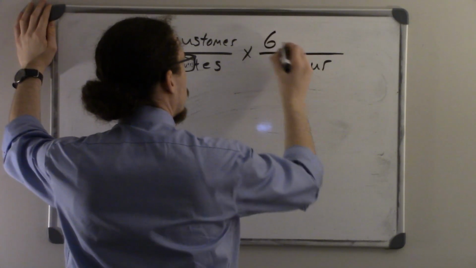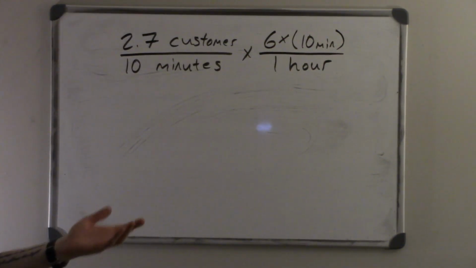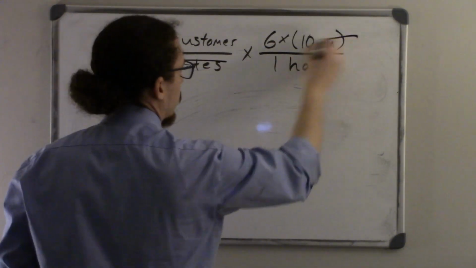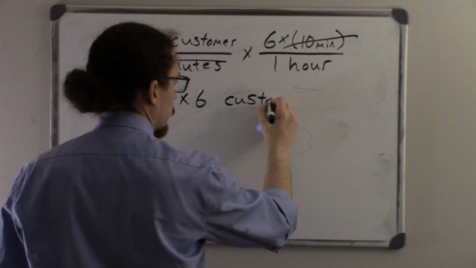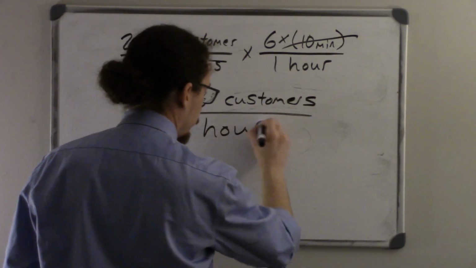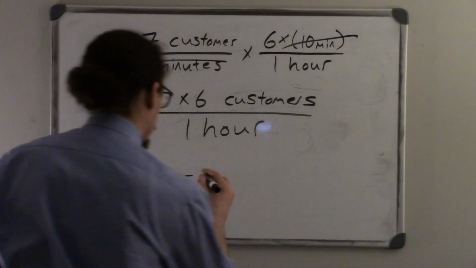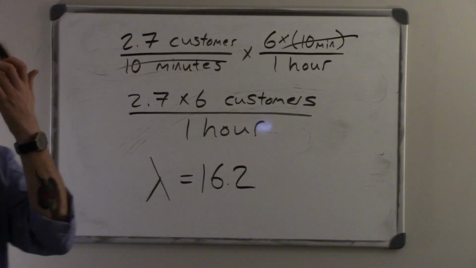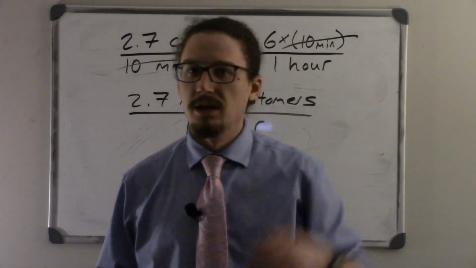Then we think, how many 10-minute periods are in an hour? Well, there are 6. So 6 times 10 minutes equals an hour. You essentially cancel out the unit of 10 minutes and get 2.7 times 6 customers over 1 hour. So lambda equals 2.7 times 6, which is 16.2. So an average of 16.2 customers every hour. Now we're ready to go.